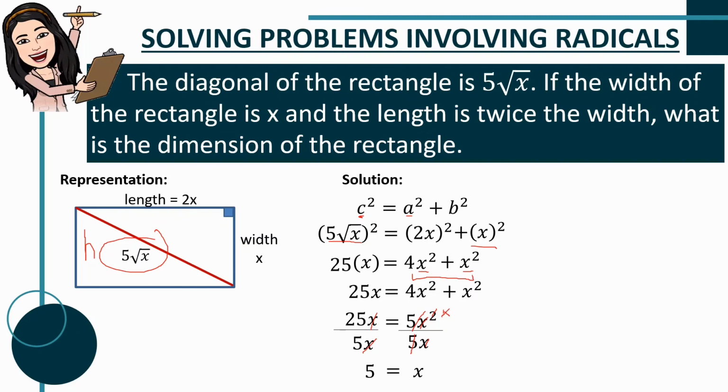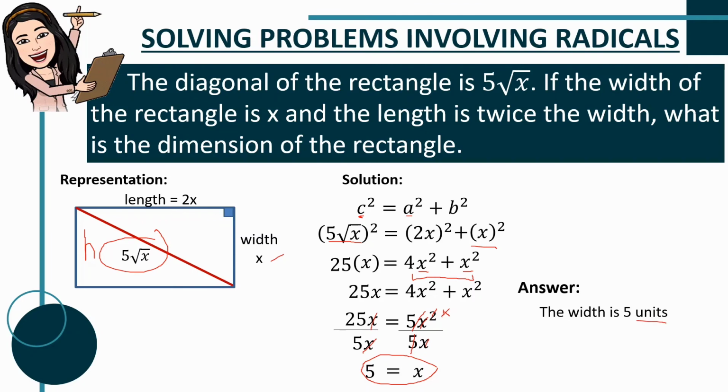Yun ba yung hinahanap natin? Okay. We are looking for what is the dimension of the rectangle. Ano ba yung x is equal to 5? Is it the length, the width, or the diagonal? Okay. If we're going to answer it, 5 is the width. So, the width is equal to 5 units. Since wala tayong measurements, sulat na lang natin ay units. So, the width is 5 units.